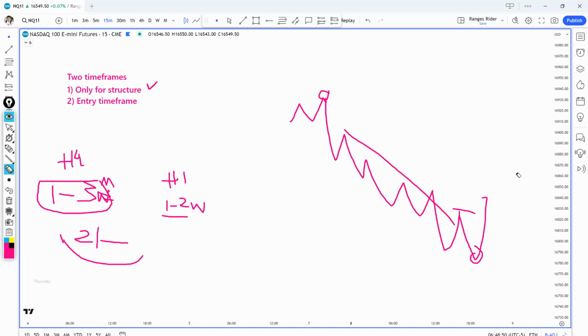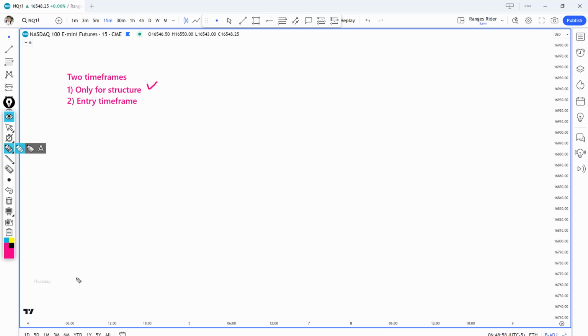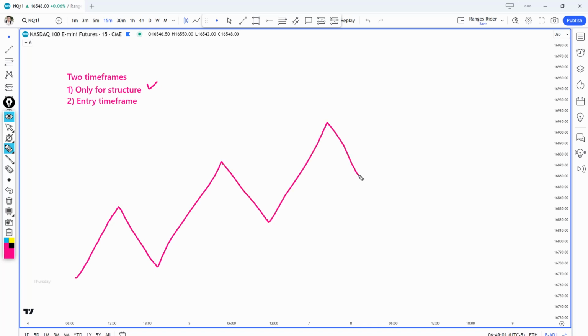Let's go to the point. Where is your problem? Market moves like this. This is your structure, and these swing points are the protected low. Okay, once you have the protected low, then you will go to your entry time frame. There you will find T1 or T2 or something like this.